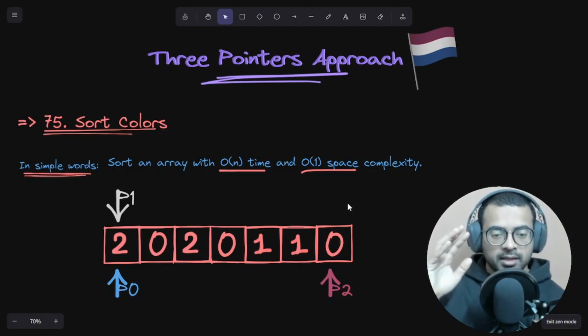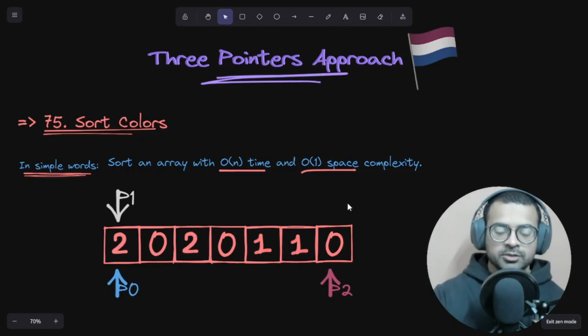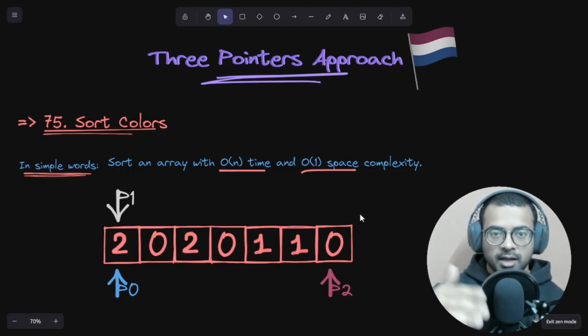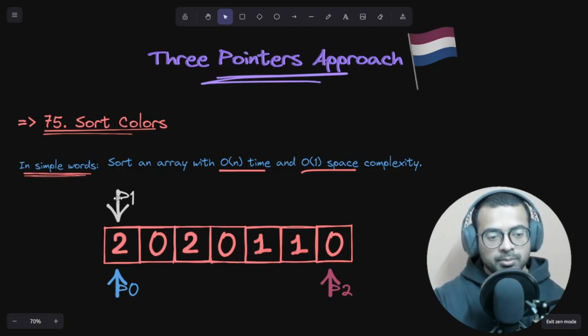Now I know a vague image of an algorithm is getting created in your minds. So let's see how the traversal will occur and how the operations will be performed, so that you can clearly understand how this algorithm is going to work. Okay, so here we have P1, and P1 is pointing towards this 2.